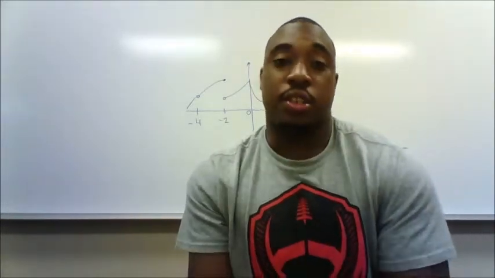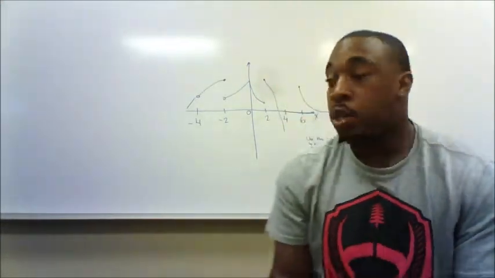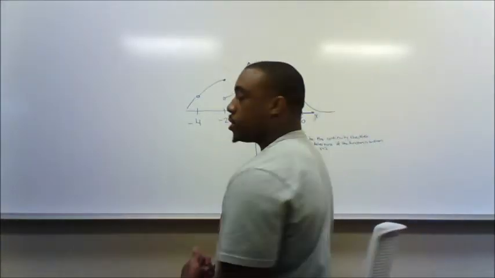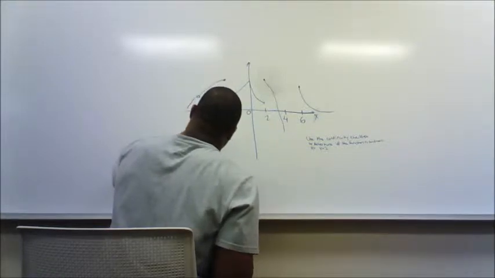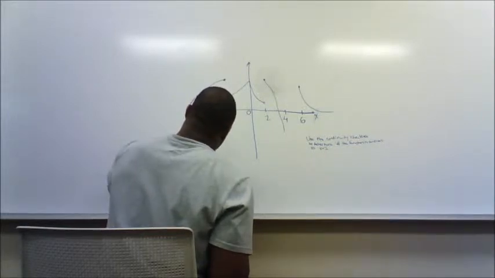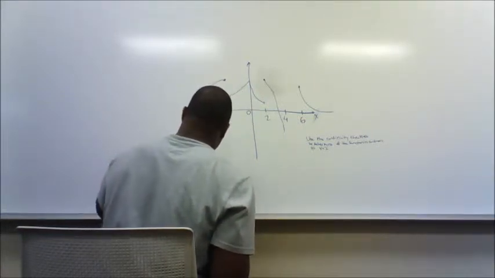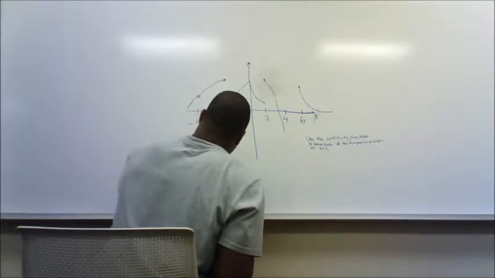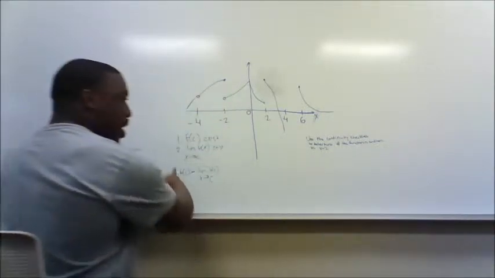So the first question asks us to use the continuity checklist to determine if a function is continuous at x equals 2. So we know our continuity checklist is: f of c exists, the limit of f of x as x approaches c exists, and then f of c must equal the limit of f of x as x approaches c. So that is our continuity checklist.